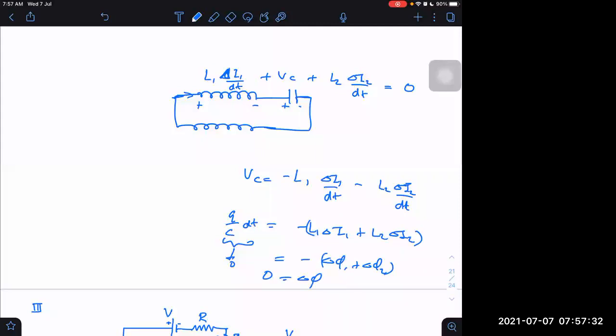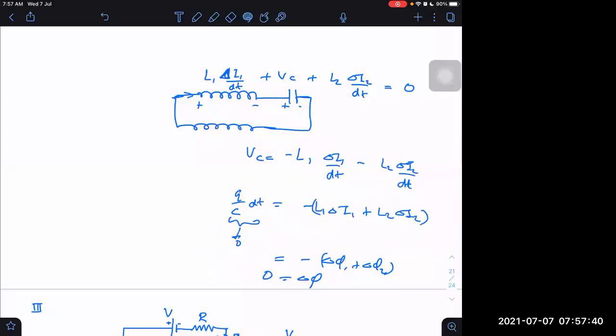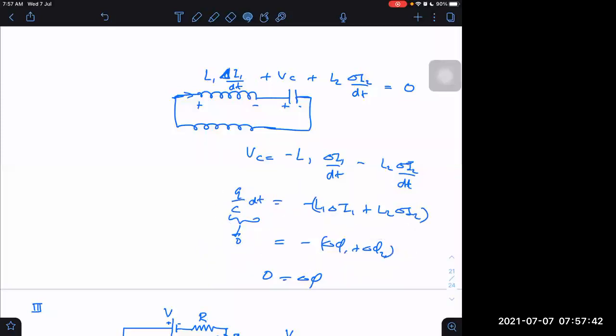Understood now, Nilkanta? Nilkanta. He's not having a good connection today, I think. Sir, are you understanding now? Third step of delta phi is equal to 0. I understood. Then delta phi 0 means flux is conserved. That only. Okay. All right.